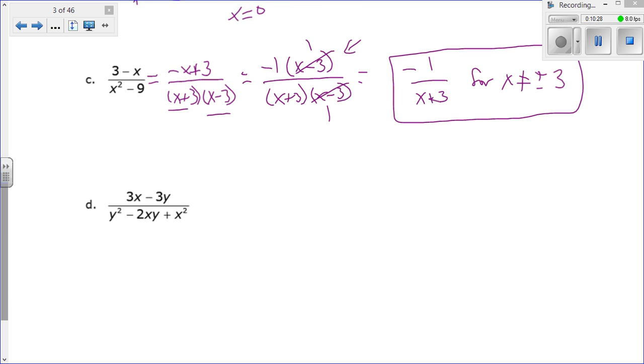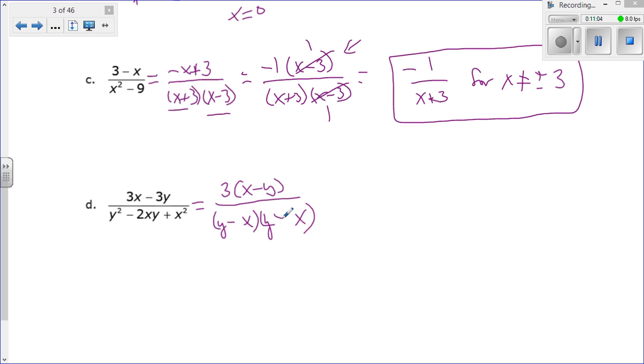So let's look at the next question. In my numerator, they have a GCF of 3. So I have 3 times x minus y over, well, this one looks kind of crazy, but the only way I can make y squared is with y and y, and the only way I can make x squared is with x and x. If my last sign is positive, that means my signs are the same, and they take the sign in the middle, so they're both negative. Still, nothing matches exactly.